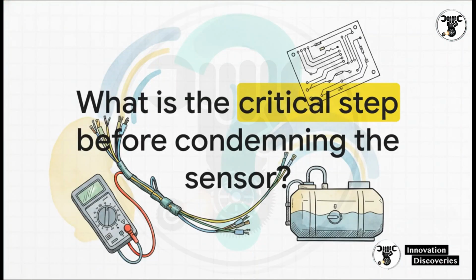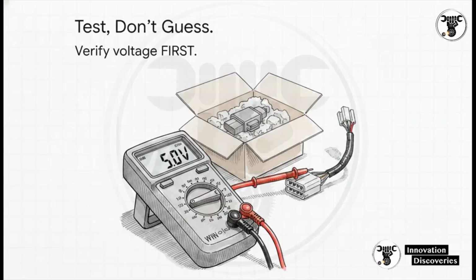Section 5. Apprentice quiz. All right, put your tools down. Question number 1. What is the absolute most critical step you must perform before you tell the customer they need a brand new FTP sensor? Think back to our electrical workflow. Test, don't guess. You absolutely must verify the 5-volt reference and the ground circuits at the connector with a digital multimeter. Why? Because a bad ground or a missing 5-volt reference from the computer will mimic a completely dead sensor perfectly. If you skip this, you'll install a new sensor, and the car is still going to be broken.